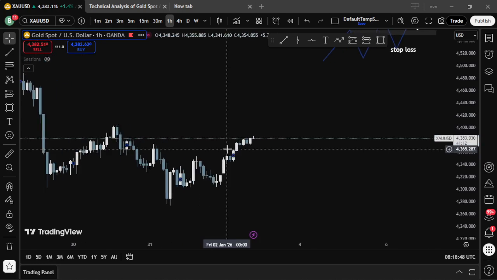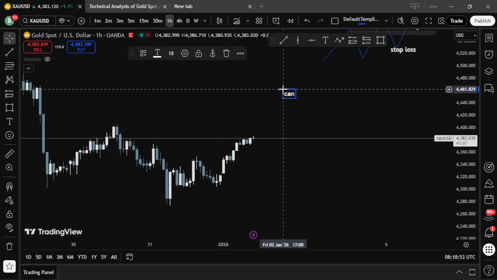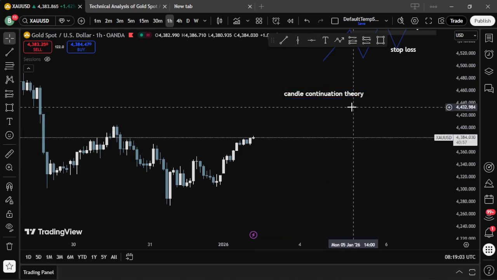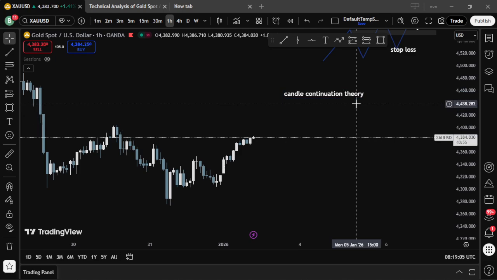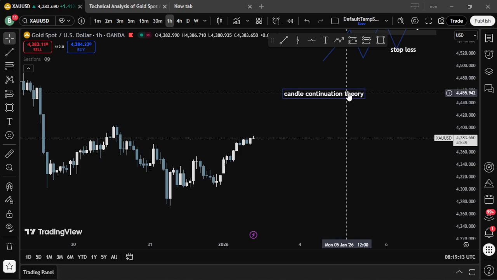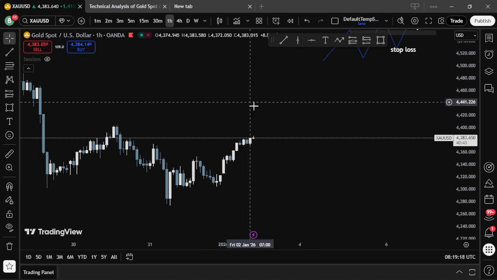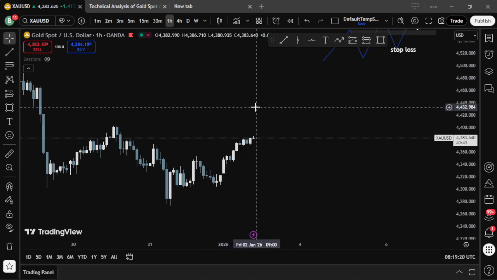Then CCT. Let's talk about CCT, candle continuation theory. It simply means that when a candle closes bearish, the next candle that is going to follow through is also bearish. And when a candle closes bullish, the next candle that is going to follow through is also bullish. So that helps you to introduce some kind of mechanical framework or objectiveness inside your trading.